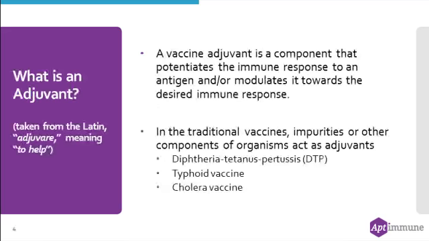So what is an adjuvant? Adjuvant comes from the Latin adjuvare, which means to help, aid, or assist. A vaccine adjuvant is a component that potentiates the immune response to an antigen and modulates it towards a desired immune response.